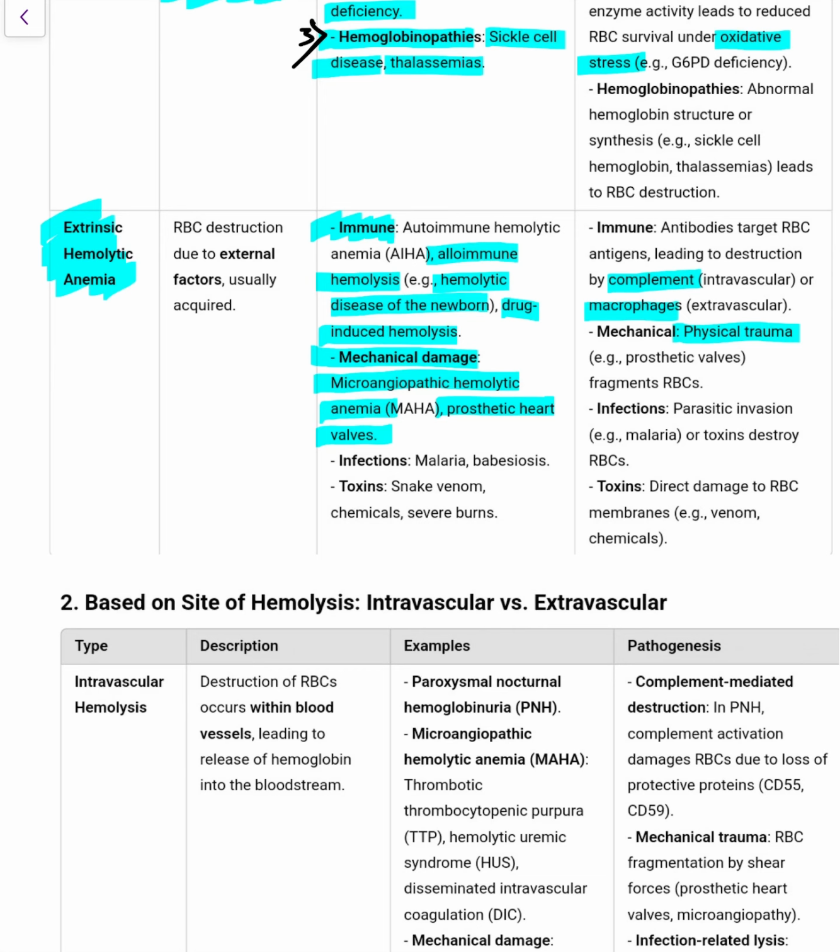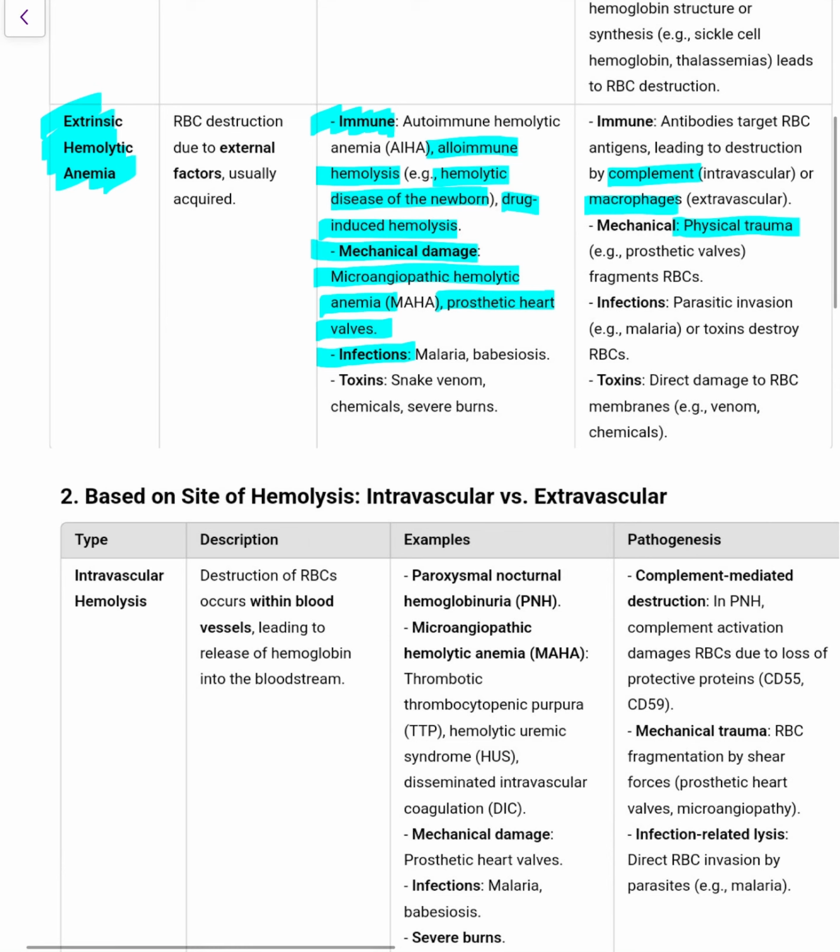Next is infections that we all know, like malaria, babesiosis. They directly go and invade the RBCs and multiply inside the RBCs, and when they come out, they lyse the RBCs. That is when you will get high grade fever. Next is toxins, like snake venom, especially the vasculotoxic snake bites, the viper bite, chemicals and severe burns. So these toxins directly damage the RBC membranes.